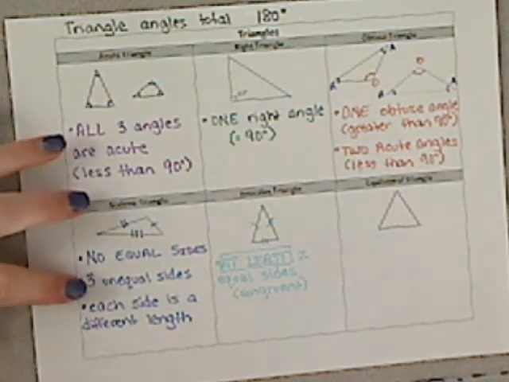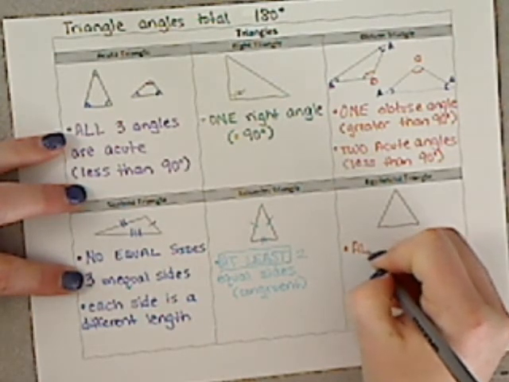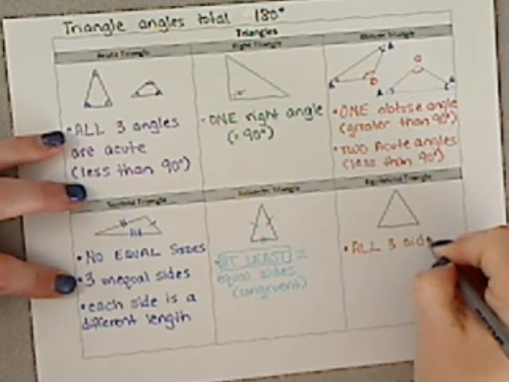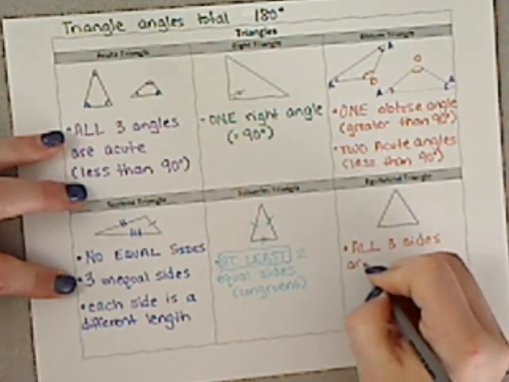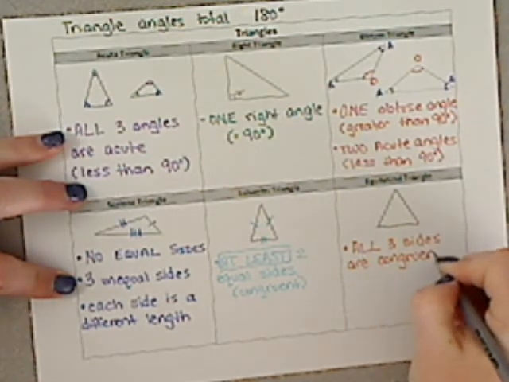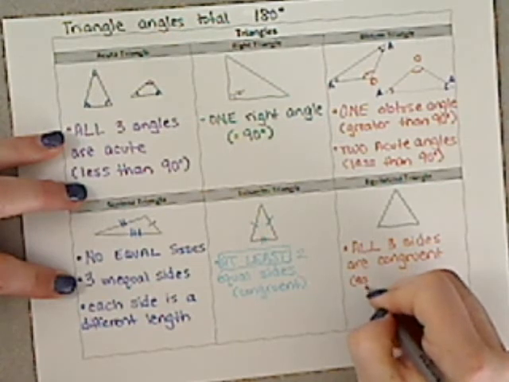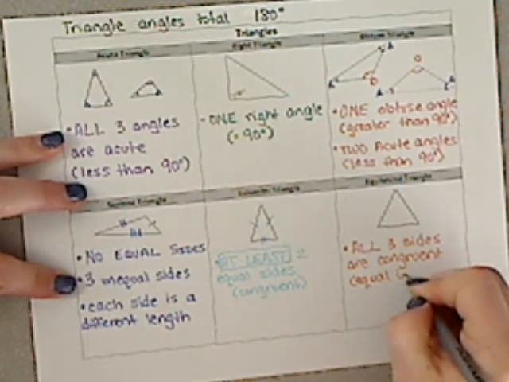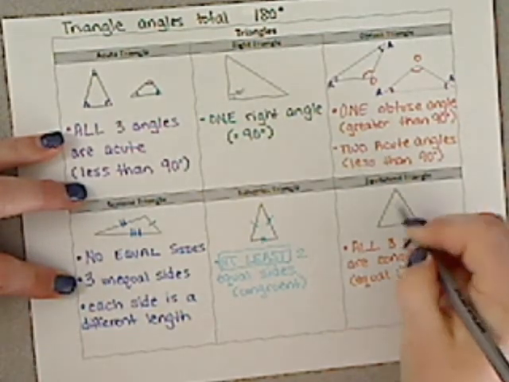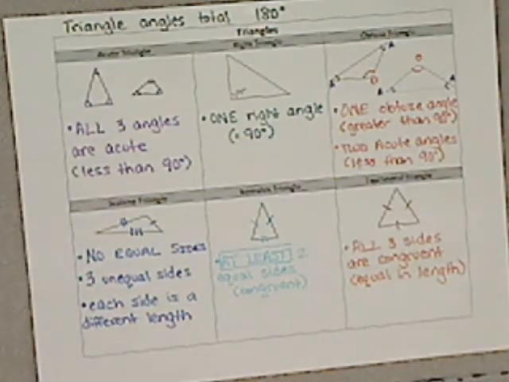Now for an equilateral triangle, all 3 sides are congruent. Okay, they're equal. And we notate this with 1 slash through each.